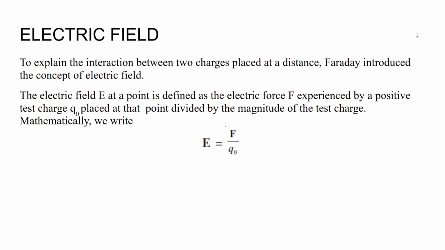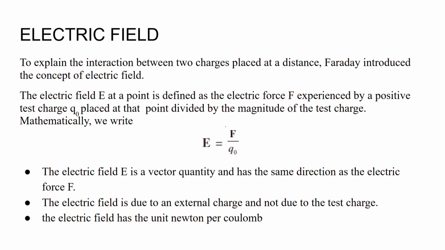Electric field E at a point is defined as the electric force experienced by a positive test charge Q0 placed at the point divided by the magnitude of the test charge. Mathematically, it can be written as E equal to F by Q0. Note here that the electric field is a vector quantity and will have the same direction as the electric force F. The electric field is due to the external charge and not due to the test charge. It has the unit Newton per coulomb.